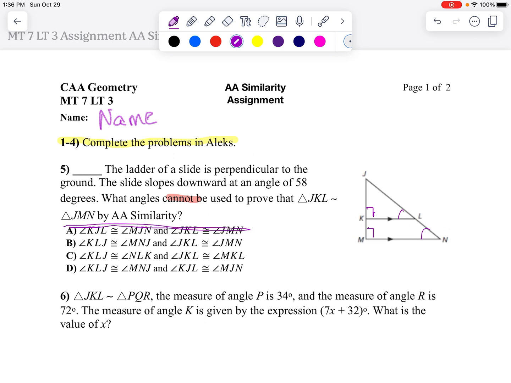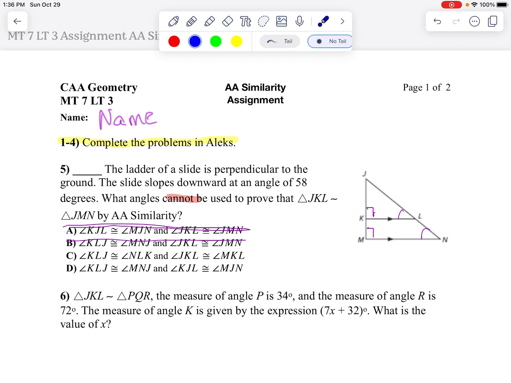Okay, let's take a look at letter B, angle KLJ. That would be this angle, and angle MNJ, they're congruent, and angle JKL and JMN, those are congruent also, so we throw out B. Let's take a look at C.